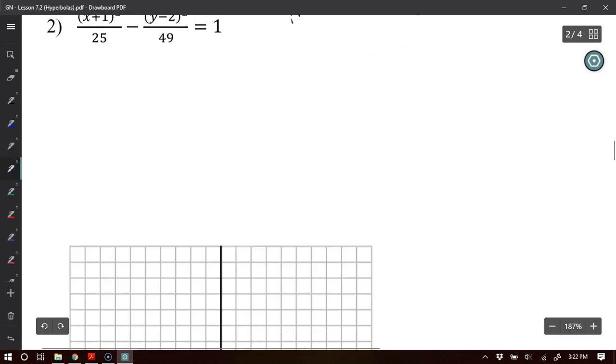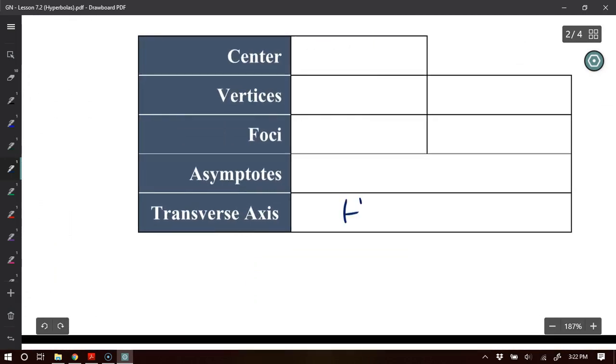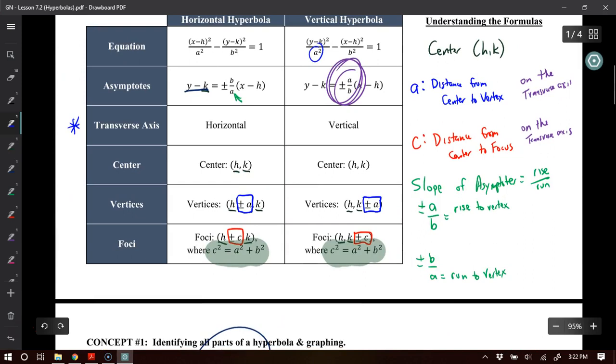So I'm going to not make the same mistake again. I'm going to go down to where it says transverse axis here, and I'm going to write down horizontal, so I can knock that one out right away. And so when it's a horizontal hyperbola, I'm going to always start with finding my center no matter what. In this case, h is attached to your x, so this is -1, and this is 2. So my center is h comma k, so that's -1 comma 2. That's my center.